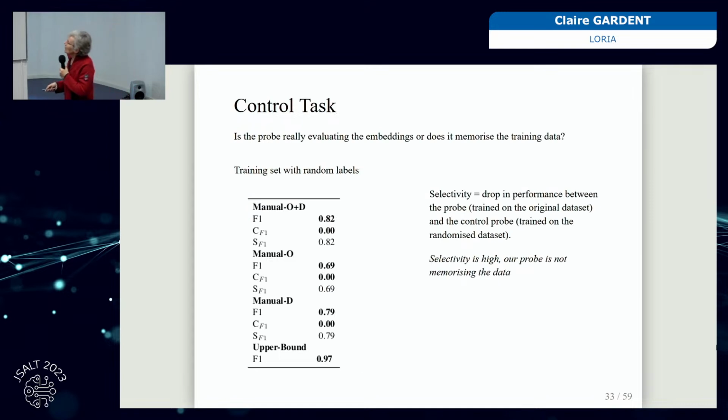So another control task is to check whether the probe is actually evaluating the embeddings or whether it's memorizing the data. One way to do this is to randomize the labels and see what happens, and then you compute what's called selectivity. It's the drop in performance between the probe trained on the real data and the probe trained on the randomized data. You see the probe trained on the randomized data is really bad. So definitely the classifier is learning to distinguish the graphs that contain omission from those that don't.